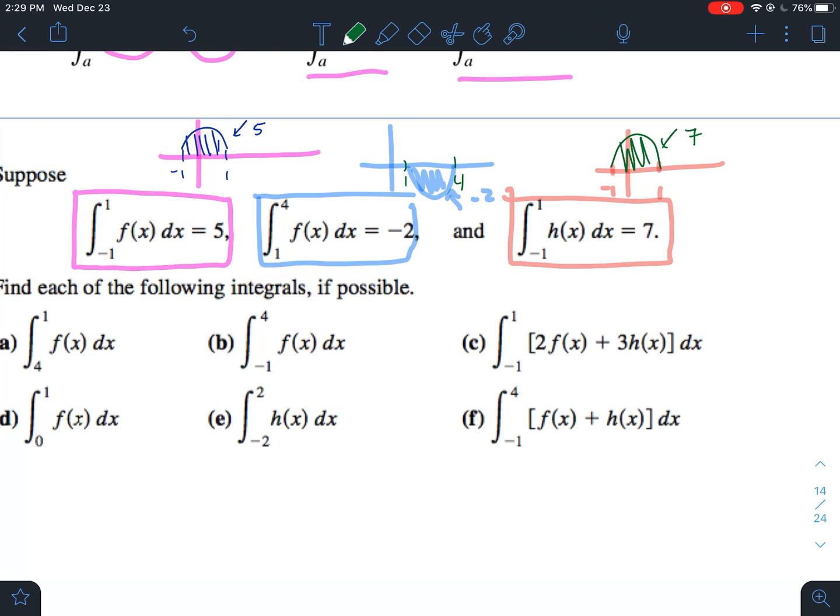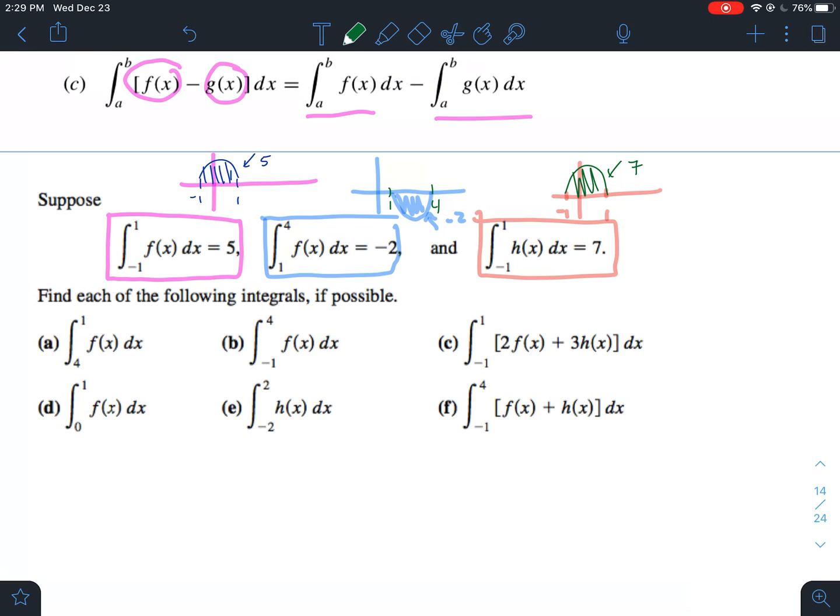And then we have a totally different function. We have h of x. So if I take h of x and I integrate from -1 to +1, I get 7. So we'll take another area. And so that area would be +7.